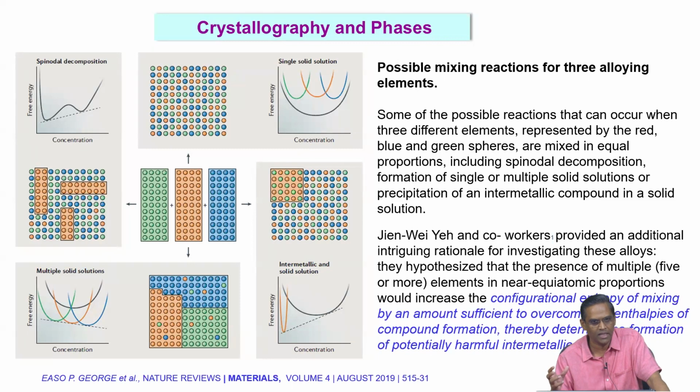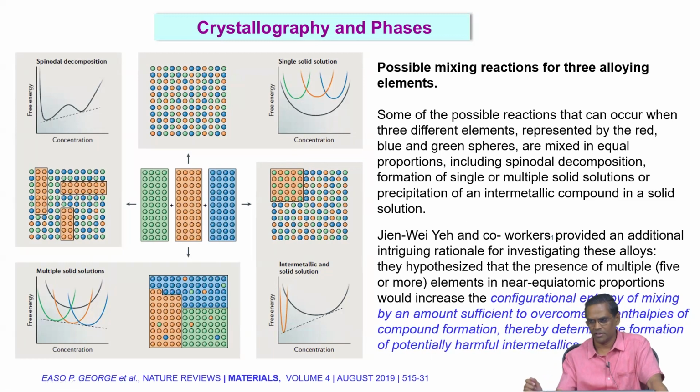Then there is a question, and that is where the thermodynamic basis is given here. So you make the configurational entropy of mixing large by an amount sufficient to overcome the enthalpies of compound formation. So then this kind of structure can prevail. So in addition to all these possibilities of getting phase transformation, what I have just shown here, this is a kind of new idea. Okay, this is not going to happen, but then you are going to have something very different.